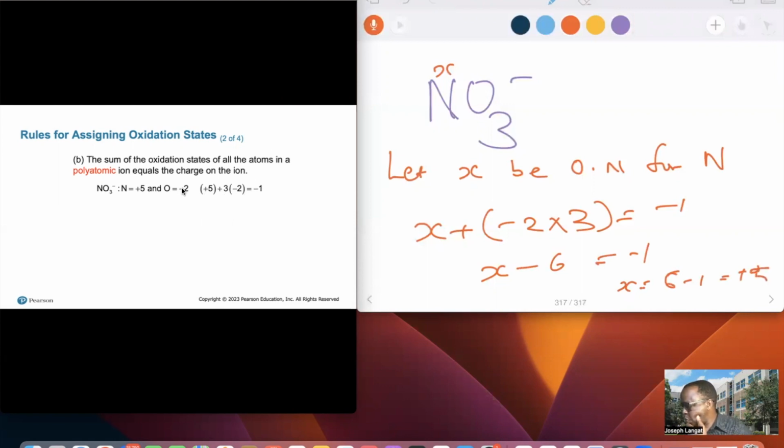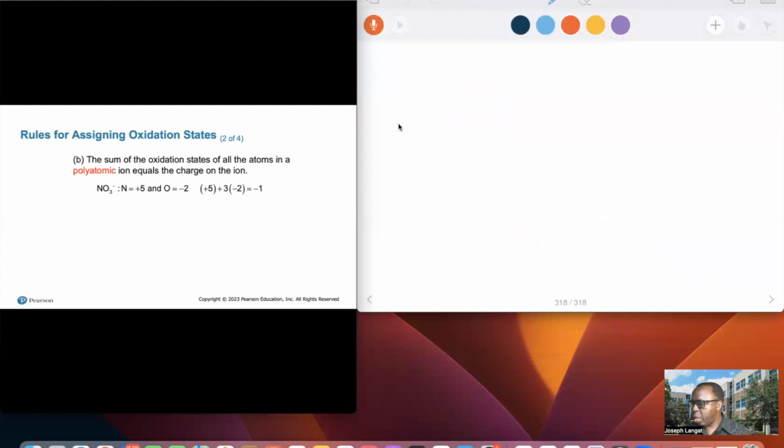This is +5. So without necessarily memorizing that, always nitrogen will be +5, oxygen is -2. You need to do the math the way I've done here in order to determine the oxidation state.